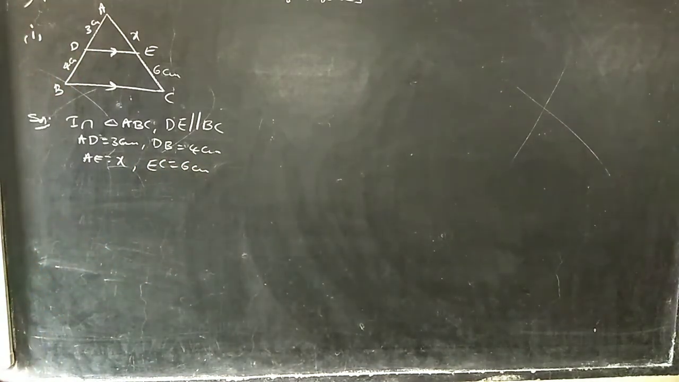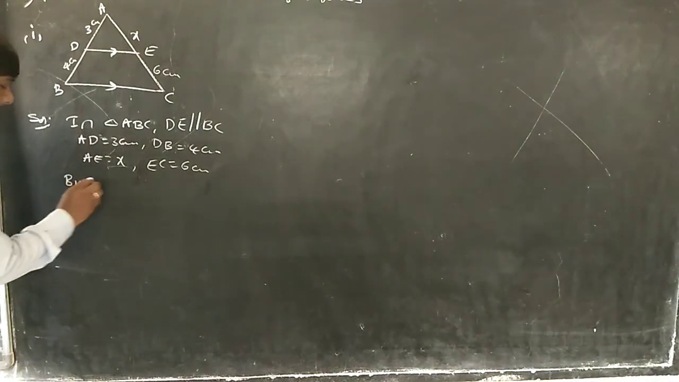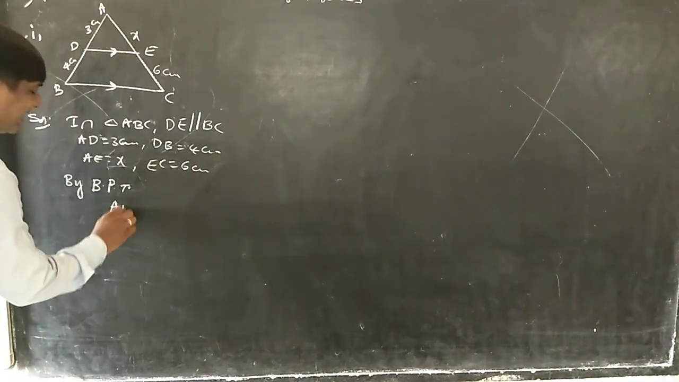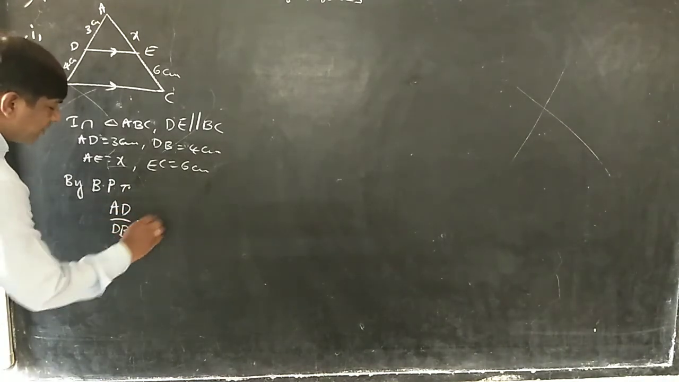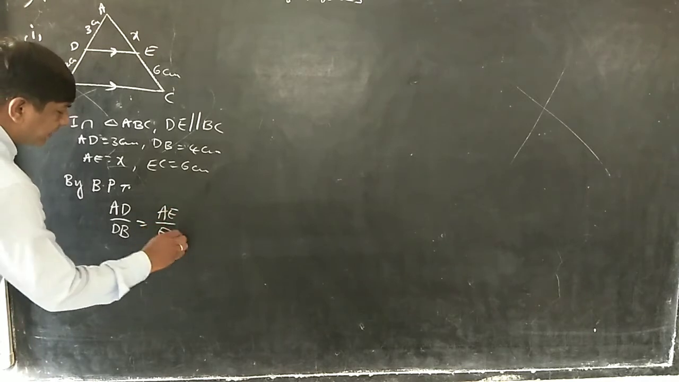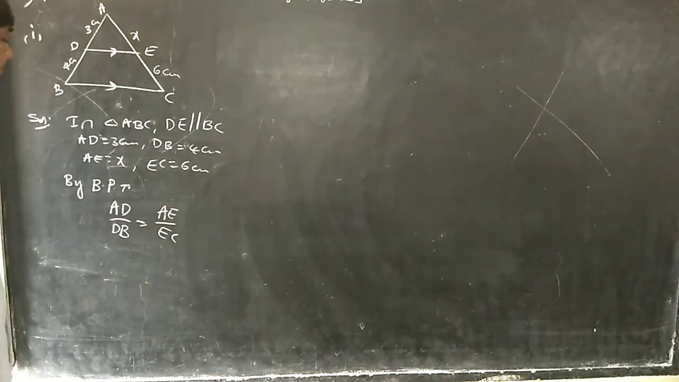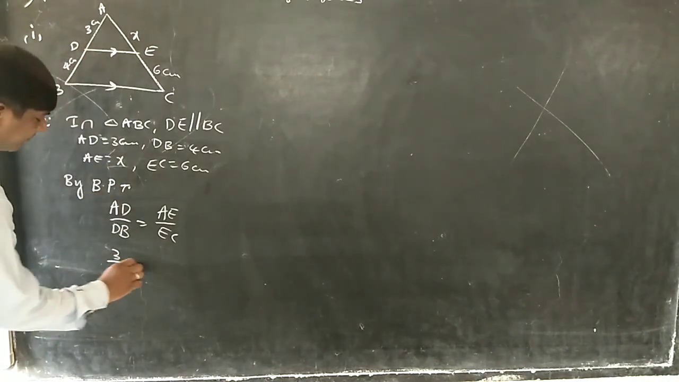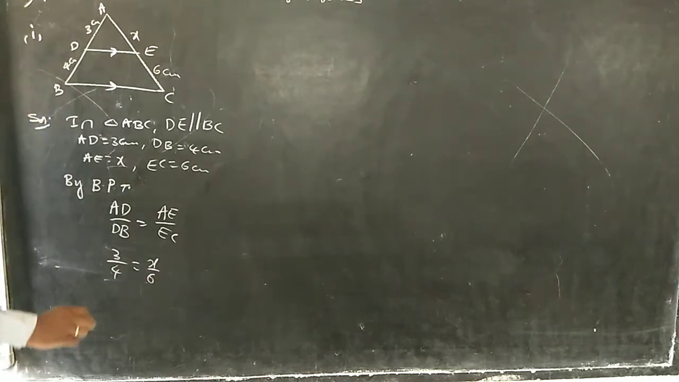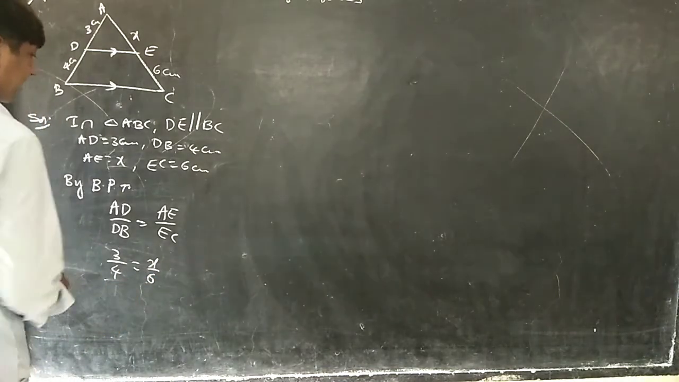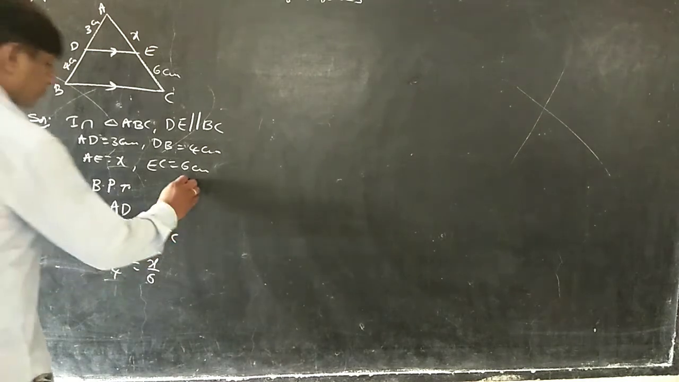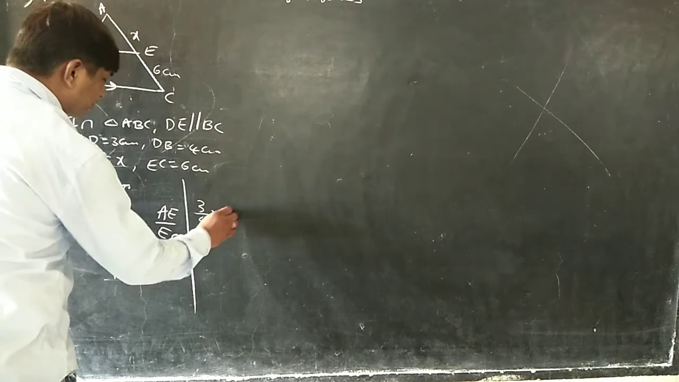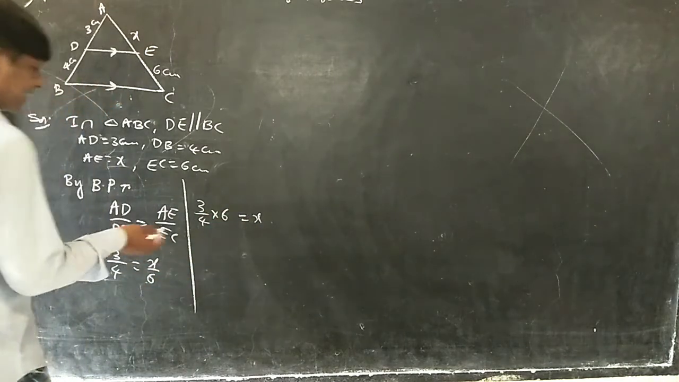Now, by the basic proportionality theorem, AD by DB is equal to AE by EC, because DE is parallel to BC. So, by substituting those values, 3 by 4 is equal to x by 6. Now, cross multiply here. What will you get here? If you cross multiply, 3 by 4 into 6 is equal to x. Only 6 I transpose to this side.